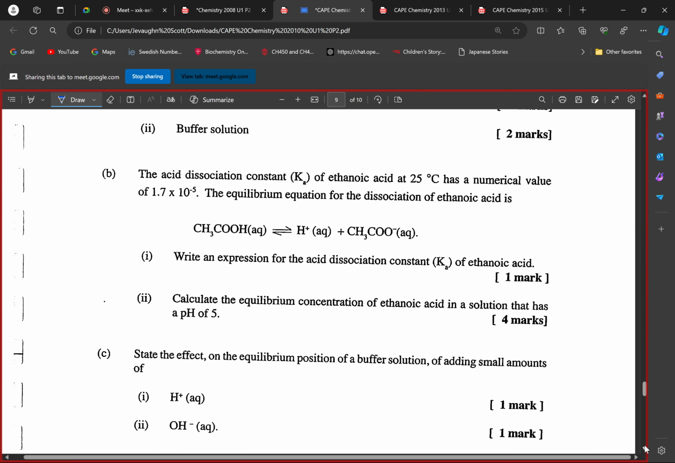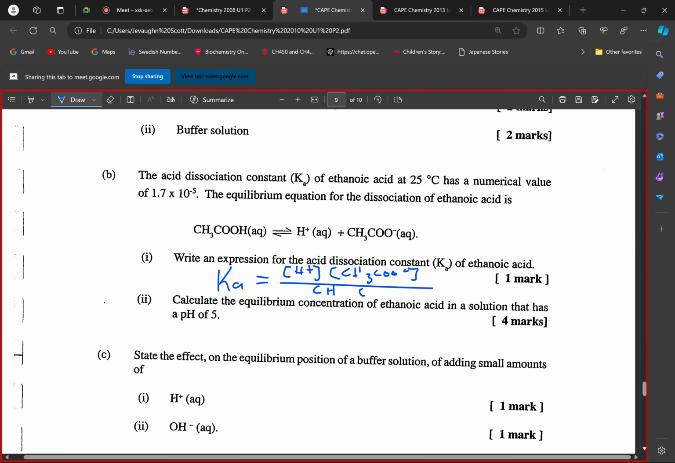So what would the Ka be? Ka is what? Product over reactants, right? Yes, sir. Alright, so see, divided by CH3COOH. Nobody can tell me, so 2010 never easy.